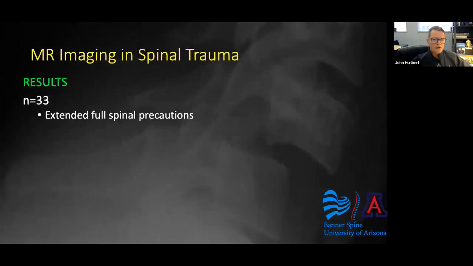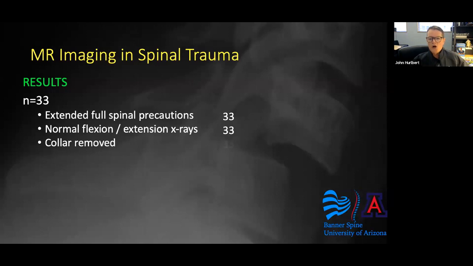So all 33 patients in our study stayed in extended full spine precautions. All 33 of them had normal flexion and extension x-rays once we got the chance to get them up and get them going. The collar was removed successfully in all 33 patients, and surgery happened in absolutely none of them.